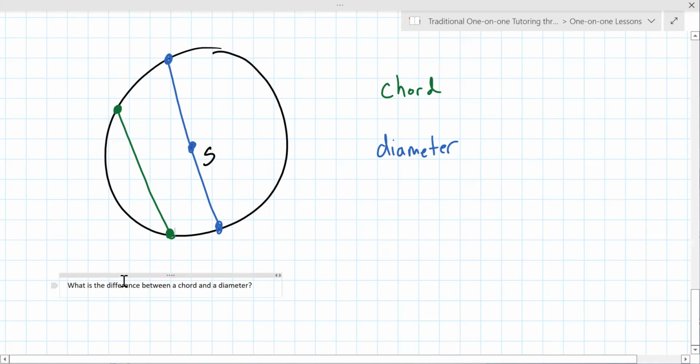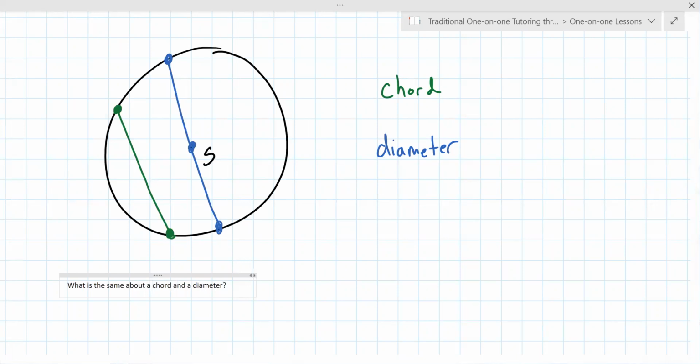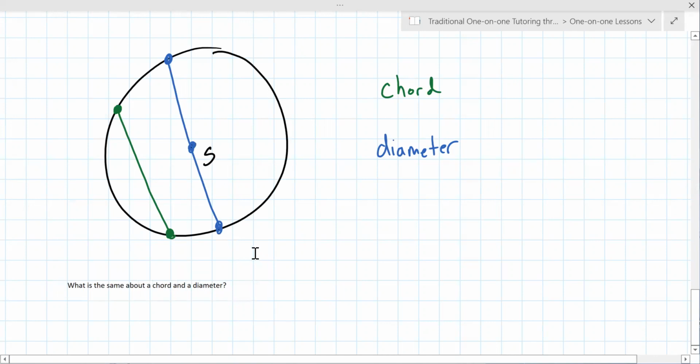So maybe that question is difficult for you. Let's talk about what is the same. Maybe we start with that. What is the same between a chord and a diameter? What's the same about them? You just said it out loud. What is the same about a chord and a diameter?